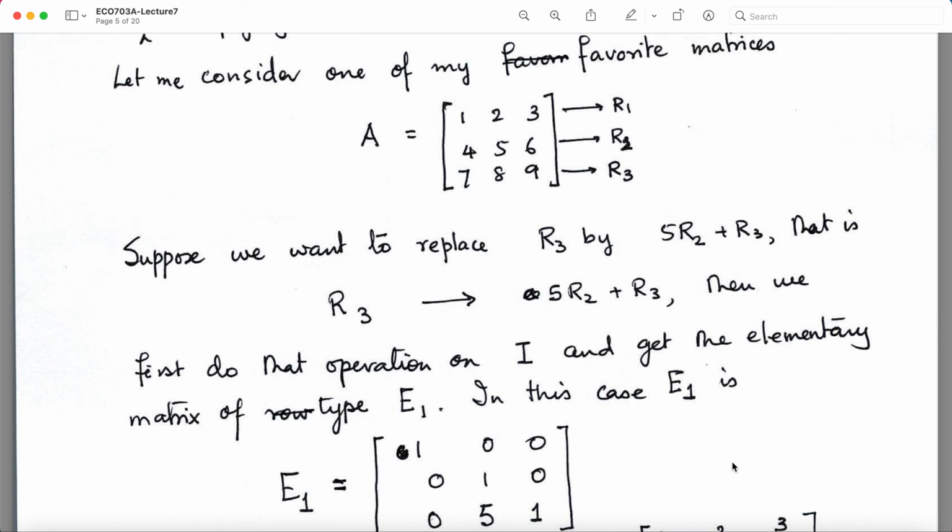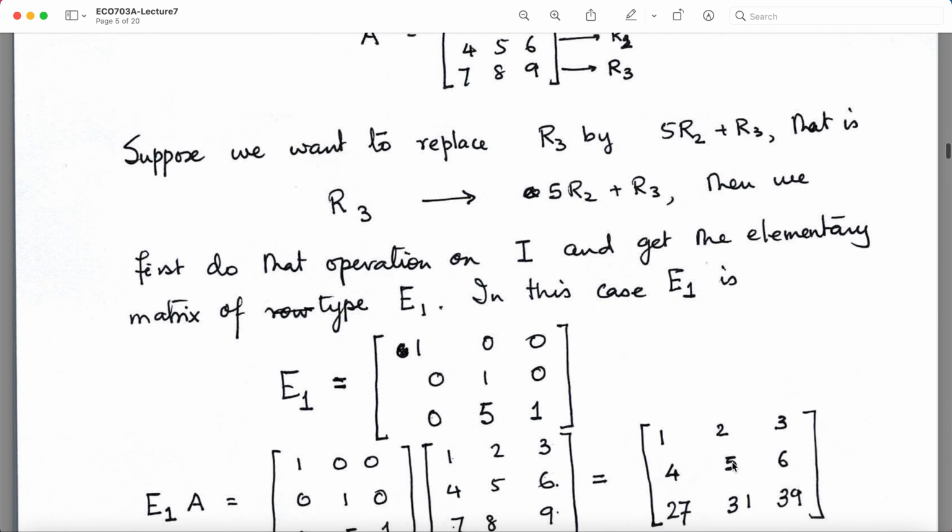So let us see what happens if I do the elementary row operation. Do the elementary row operation on the identity matrix and then do 5 into R2 plus R3 and then replace R3 with that. So you will get 1, 0, 0. You multiply this with 5 and add it with R3. So you will get 0, 5, 0. So add it with R3, 0, 5 plus 0 is 5 here. 0 plus 1, 1 here, that is R3 is now replaced with this.